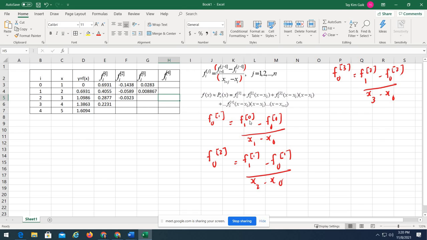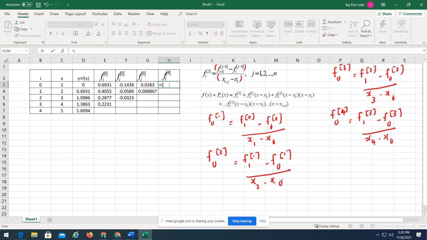Okay, and then F04 will be F1 at level 3, F0 at the third Newton divided difference, minus F0 plus 4. This will be x4 minus x naught. So take the previous column, next row, minus the same row, divided by x number 4 minus x naught.